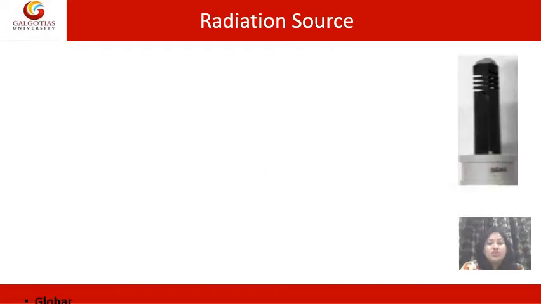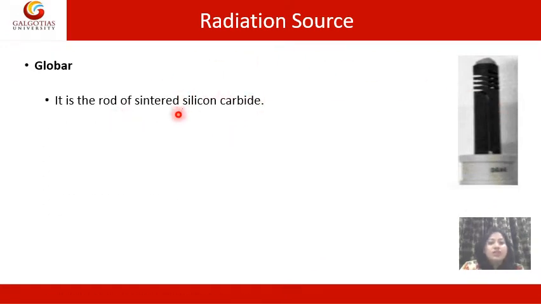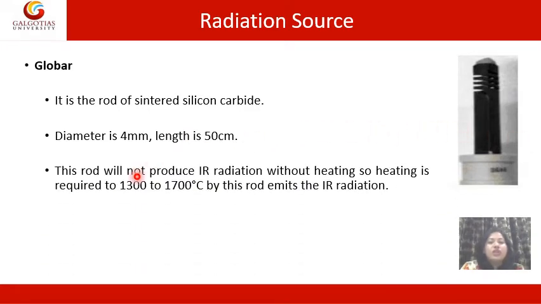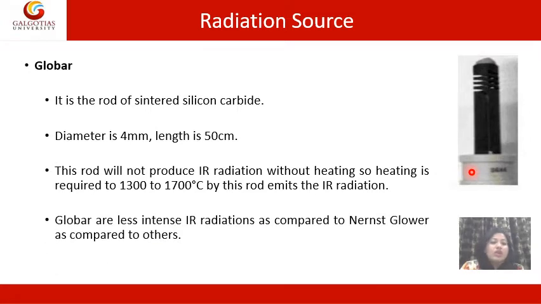Next, radiation source is globar. It is a rod of sintered silicon carbide. Diameter is 4 mm and length is 50 cm. This rod will not produce IR radiation without heating, so heating is required at 1300 to 1700 degrees Celsius. By this, the rod emits IR radiation. Globar gives less intense IR radiation as compared to Nernst glower.